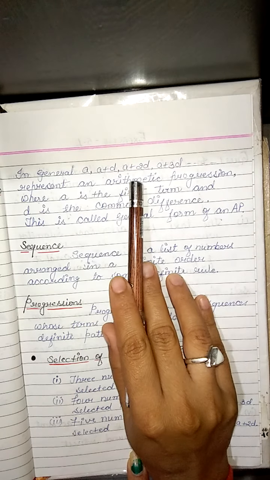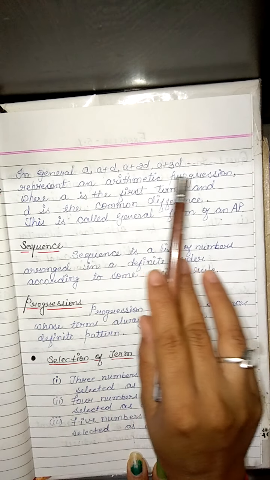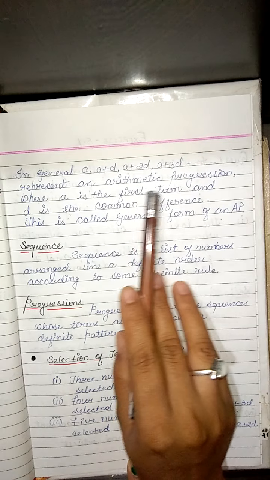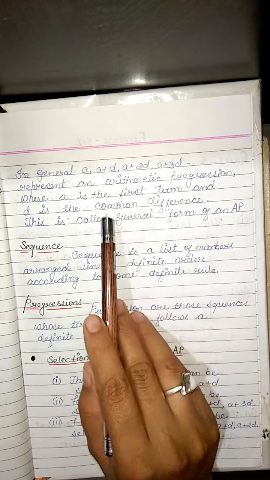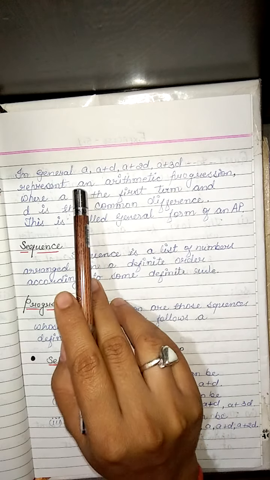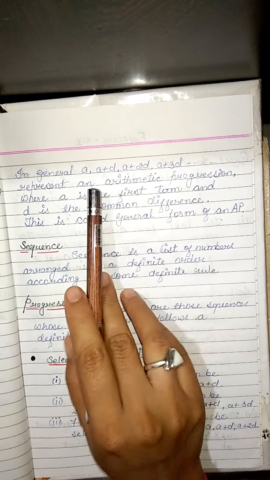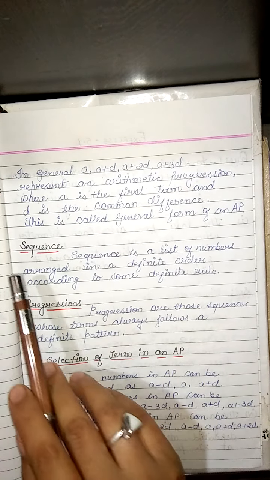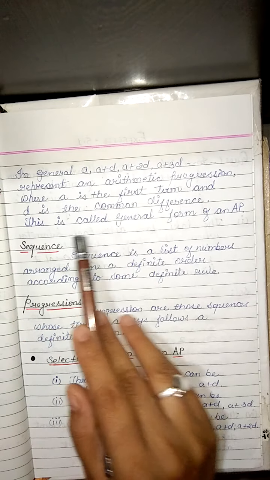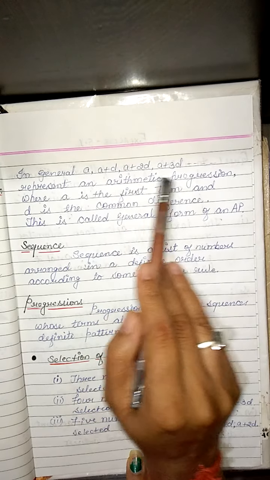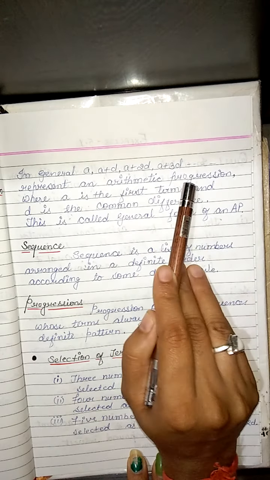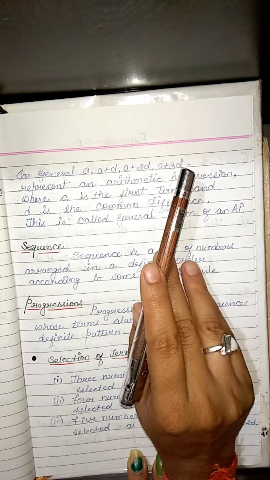In general, A, A plus D, A plus 2D, A plus 3D, and so on represent an arithmetic progression where A is the first term and D is the common difference. Here A represents the first term and D represents the common difference. A, A plus D, A plus 2D, A plus 3D, and so on is called the general form of AP.